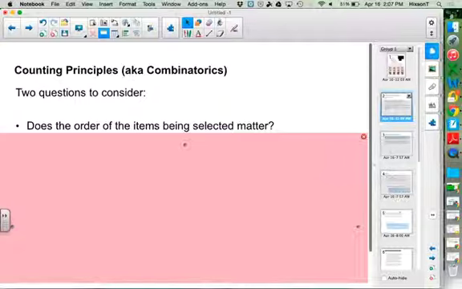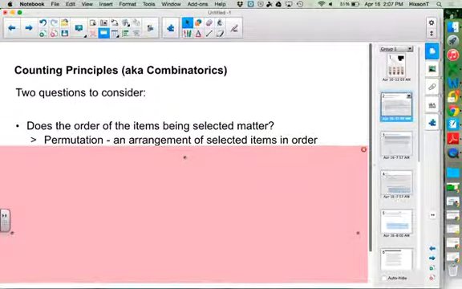Okay? So, there are 2 terms here that you really need to make sure you understand. The first of these is permutations. Okay? A permutation is an arrangement of items in order. Okay? It's an arrangement of items in order. Permutation.